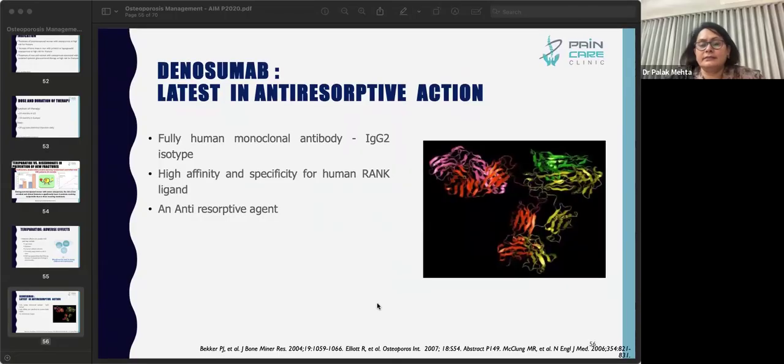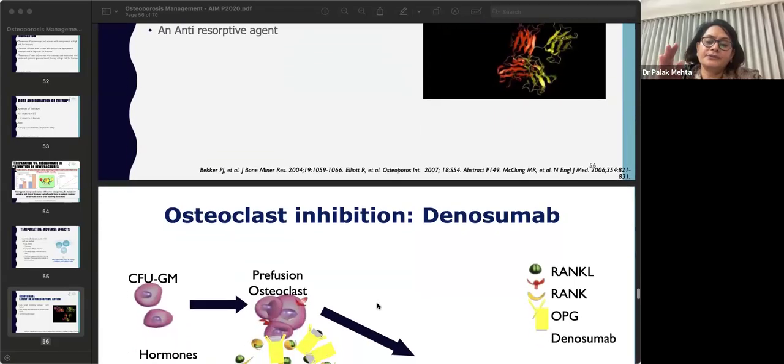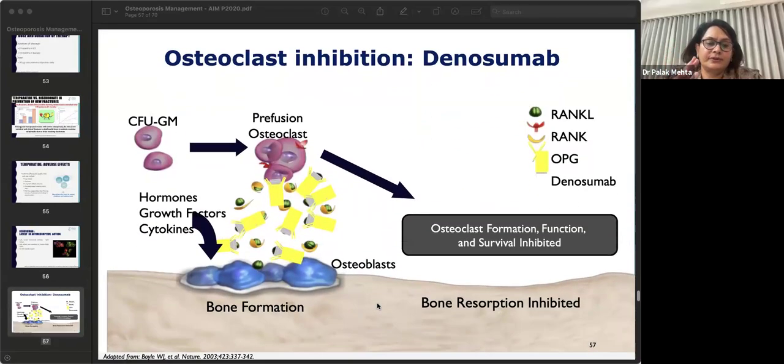Denosumab. Again, this is the latest in the anti-resorptive action. It's a fully human monoclonal antibody, having high affinity and specificity for the human RANK ligand. So it attaches to the human RANK ligand and works as an anti-resorptive agent. It reduces the activity of the osteoclast.